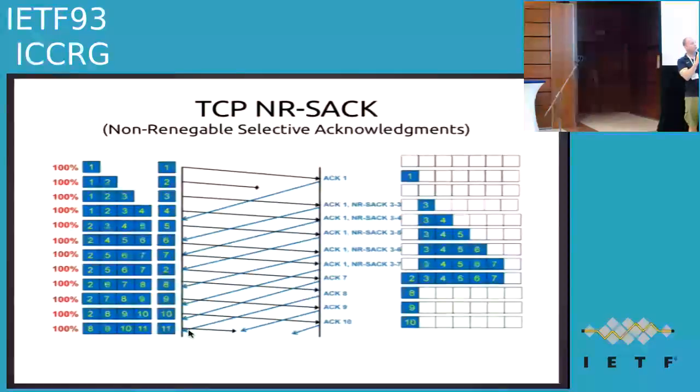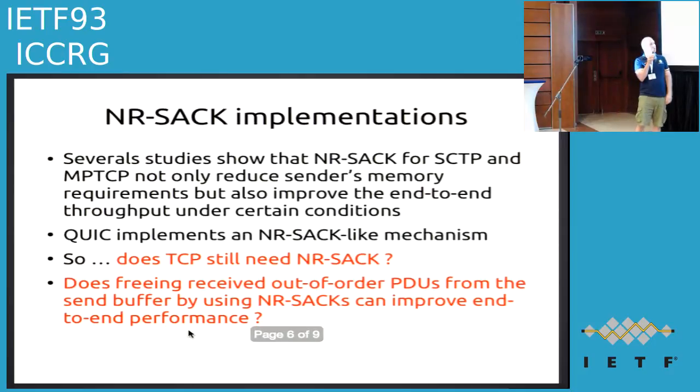In this case, you get a non-contiguous number of data bytes inside the sender buffer, but you keep the receiver buffer busy. And you take advantage with this option of a larger sender and receiver buffer. Next. This is not a new mechanism, and it exists for SCTP and MPTCP. Polymer has a draft for SCTP and RSACK, and it does not only reduce the sender's memory requirement, but also improves the end-to-end performance. Yes?